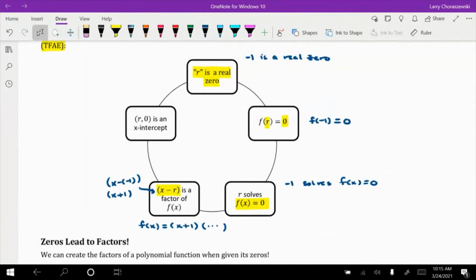And there's a natural consequence on the graph. The real zero is an x-intercept. So in other words, -1, 0 would be an x-intercept on the graph of the function f of x.